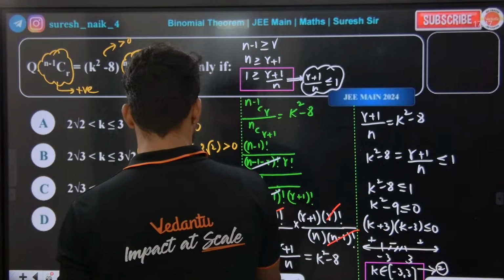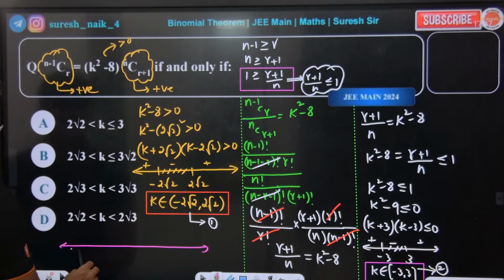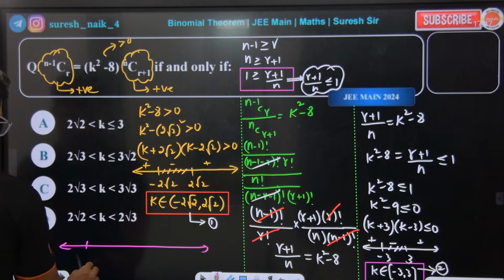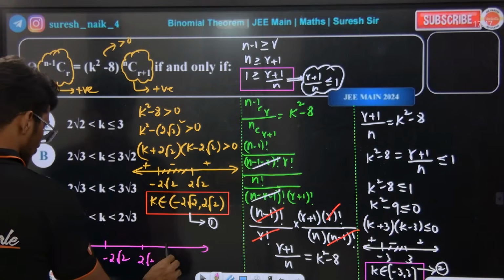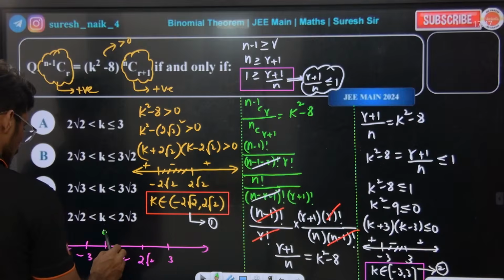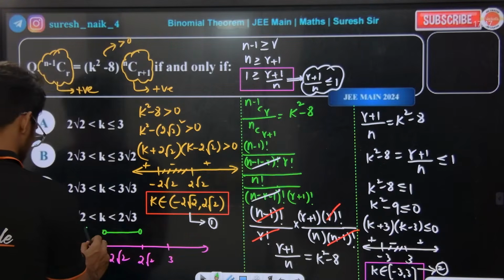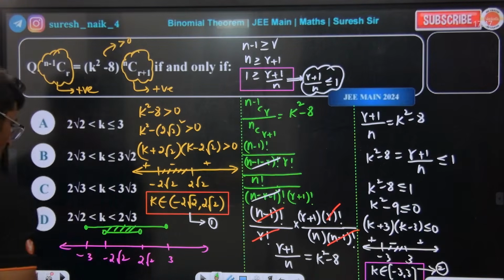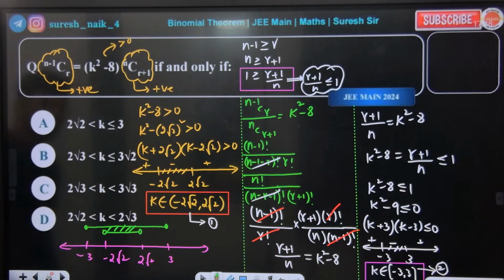Okay? From 1 and 2 what am I going to get? Take the intersection of 1 and 2. This is minus 3, this is minus 2 root 2, this is 2 root 2, this is 3. So first, minus root 2 to root 2. Second one is minus 3 to 3. This is the common region. Yes or no? Minus 2 root 2 to 2 root 2. Check. Which option is matching?